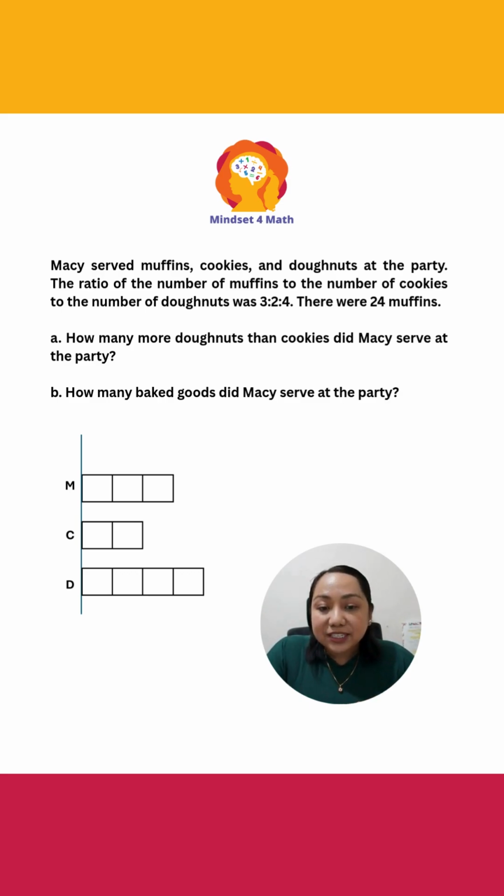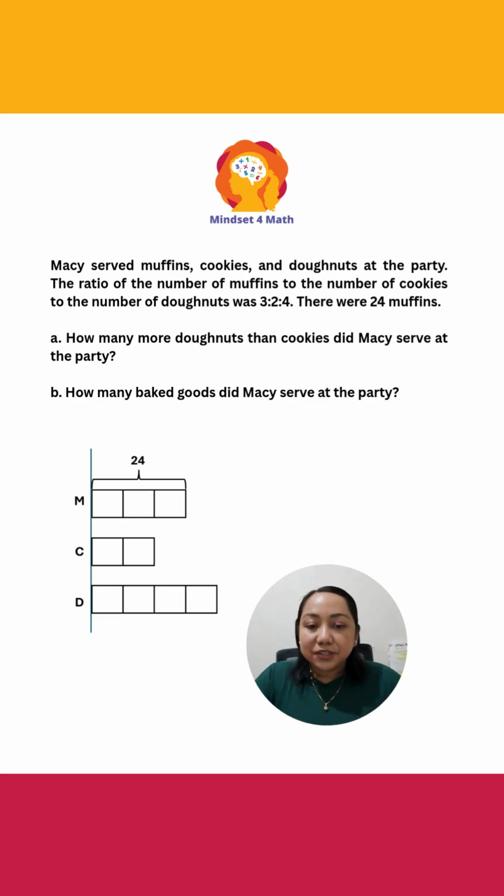So, to represent the number of muffins, cookies, and donuts, we need to draw the model. For the muffins, we will represent them using 3 units. For the cookies, 2 units, and 4 units for the donuts. Again, this is because the ratio of the number of muffins to the number of cookies to the number of donuts was 3 is to 2 is to 4. Since there were 24 muffins, we will label the 3 units representing the number of muffins 24.